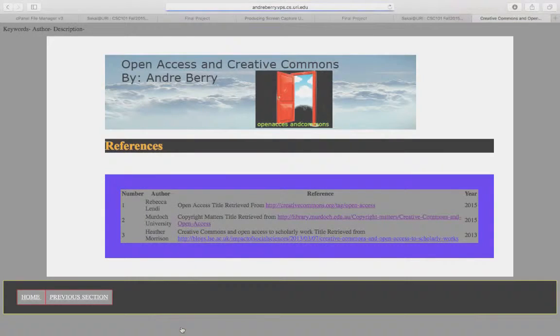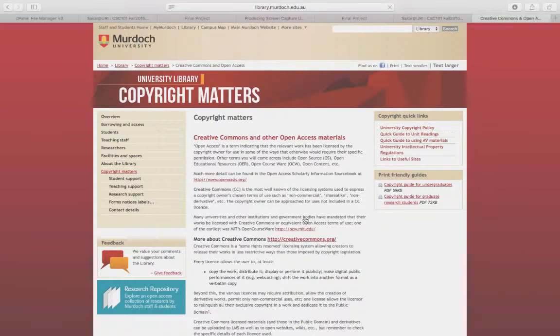For my reference page, I used these three main sites mostly, but I probably got most of my information from Murdoch University, Copyright Matters, and here's a look at this.